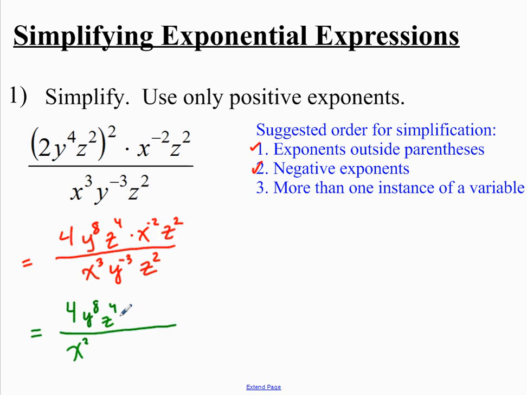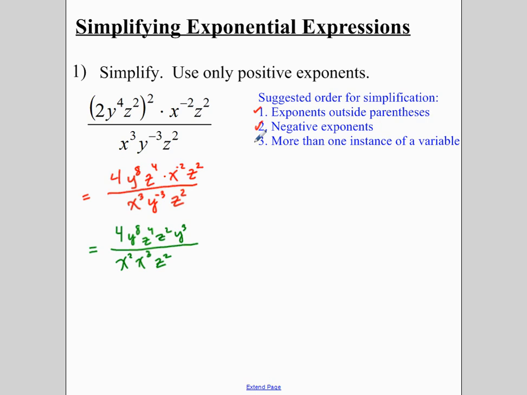Z squared, leave it. Go to the denominator. Any positive exponents are fine, they're considered simplified. But this y to the negative 3, we're going to bring up to the numerator and make it a positive 3. Z squared on the bottom.